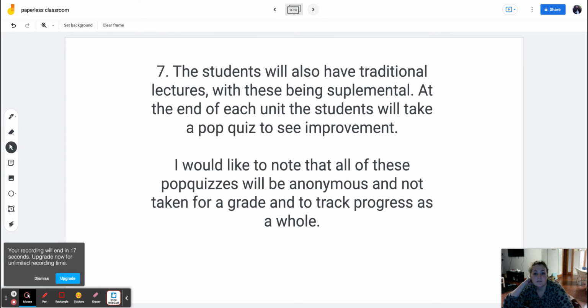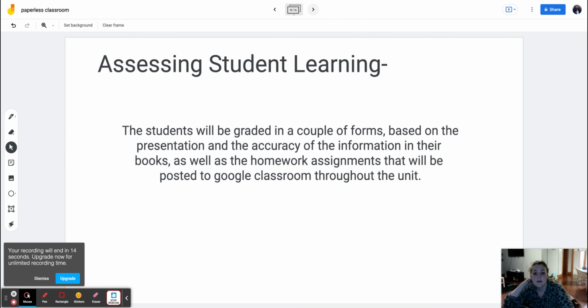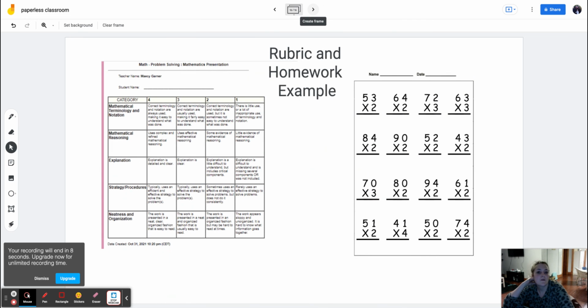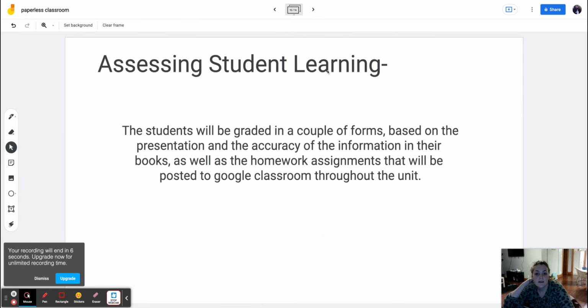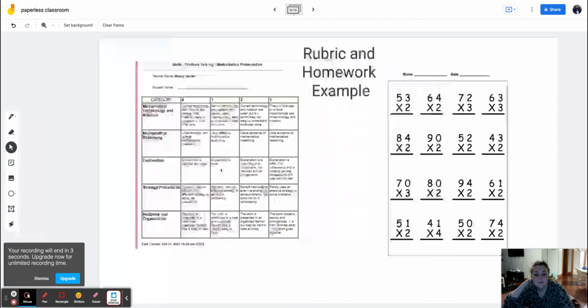At the end of each unit, the students will take a pop quiz. I'll assess student learning in a couple of forms: how well they do on their presentation and also on their rubric. And here's an example of that rubric. But other than that, the test will not be graded.